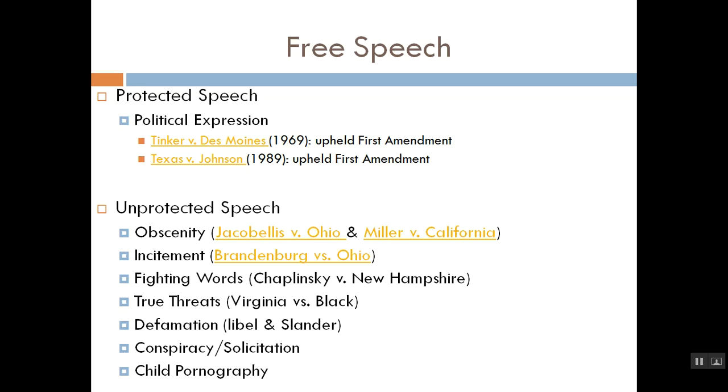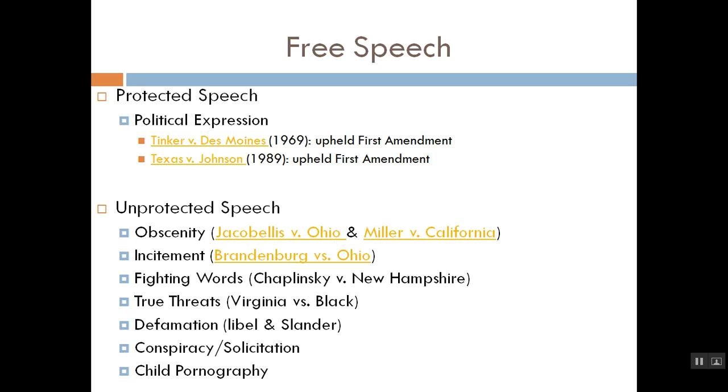So the Miller test says that speech can be classified as obscene and therefore unprotected if, number one, the average person finds it in violation of community standards. Number two, it has a prurient or a prevailing interest in sex. Number three, it is patently offensive. And number four, it lacks literary, artistic, political, and scientific merit. So again, the Miller test says that speech is obscene if it is offensive or in violation of community standards based on the assessment of the average person.